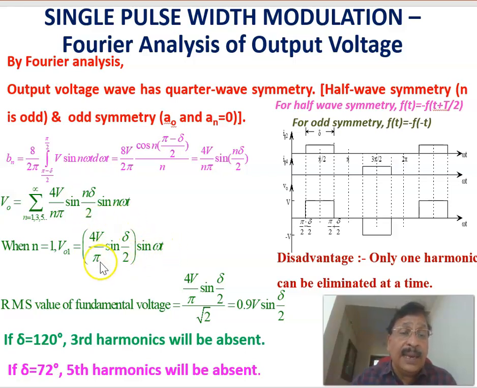This is the maximum magnitude of the fundamental, and once you get the maximum magnitude, you can calculate the RMS value of the fundamental by dividing by root 2, which gives 0.9V sin(delta by 2). This is the RMS value of the fundamental: 0.9 times whatever the DC voltage, into sin(delta by 2). Delta is the pulse width. Therefore, by changing delta, we can vary the RMS value of the fundamental. For the inverter output voltage, the fundamental RMS value can be changed by changing this duration delta.